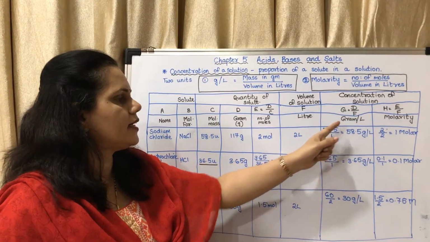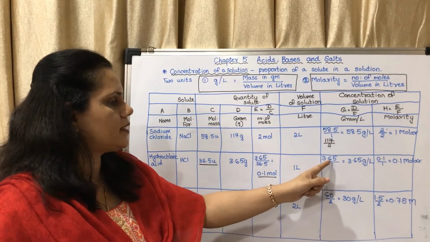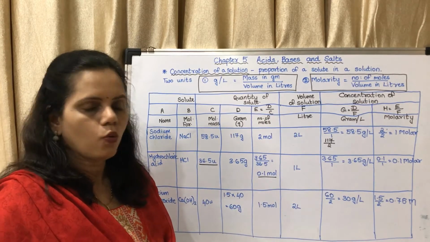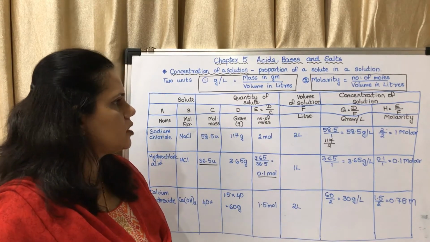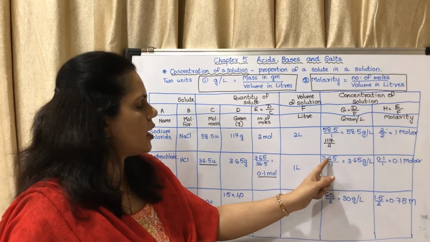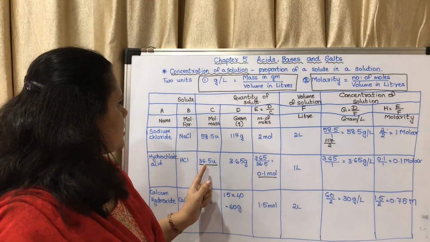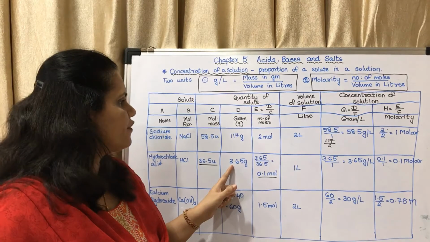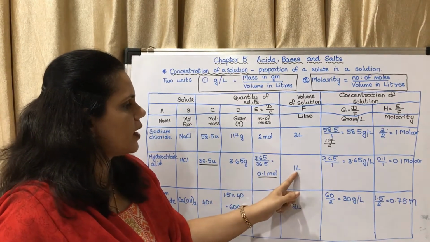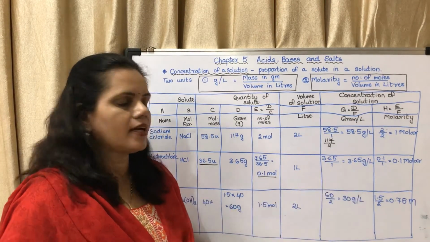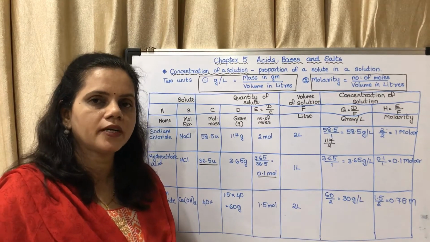Now you have to calculate grams per liter. Grams per liter is mass in grams upon volume in liters. Mass in grams is 3.65 upon volume in liters is 1. So 3.65 upon 1, that is 3.65 grams per liter.